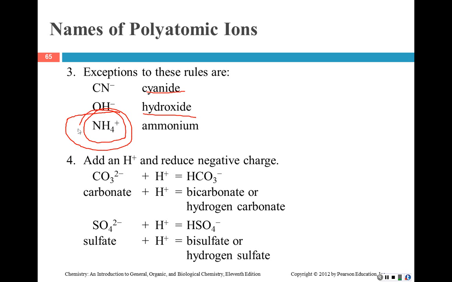and then the positively charged one, this is the only one we're going to see, is the ammonium. Okay, so that's the only one that would be the first name of an ionic compound. If you add a hydrogen, it reduces the overall negative charge, so you have a carbonate, CO3 2-. If you add an H to that, it becomes HCO3-, and instead of carbonate, we now call it bicarbonate, or sometimes hydrogen carbonate. With a sulfate, SO4 2-, if you add an H plus to that, you get bisulfate from sulfate. Okay, and so that's how that rule goes.